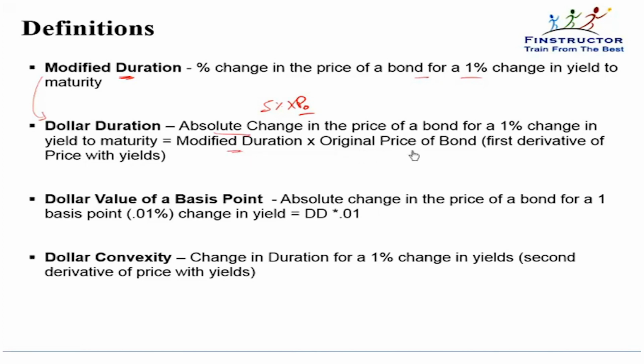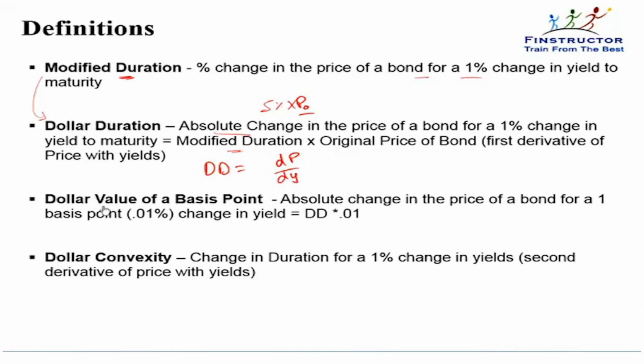Dollar duration can also be written as the first derivative of the price of a bond with regards to the yields. This is not calculus, you don't need to know, but it is the change in price for a small change in yield. The absolute change in price for a small change in yield.